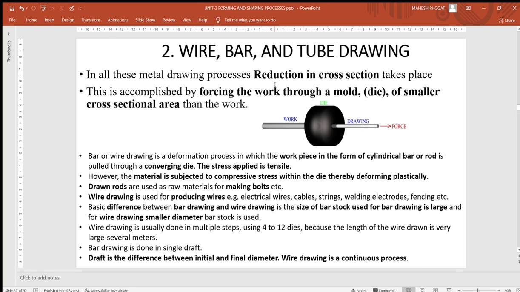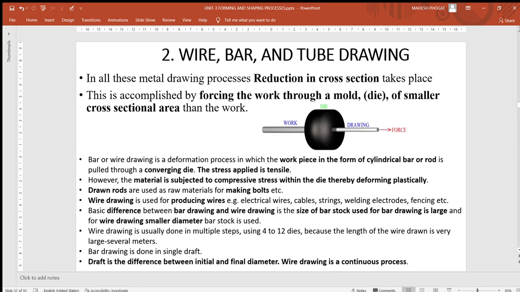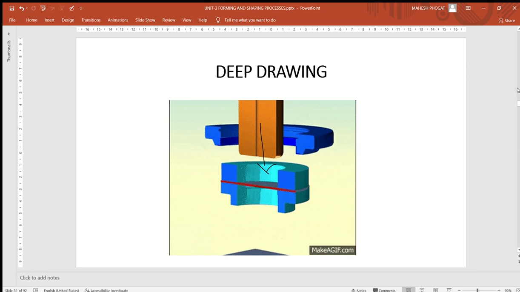So the next category is wire drawing, bar drawing, and tube drawing. This is our next topic, which I will discuss in the next lecture.